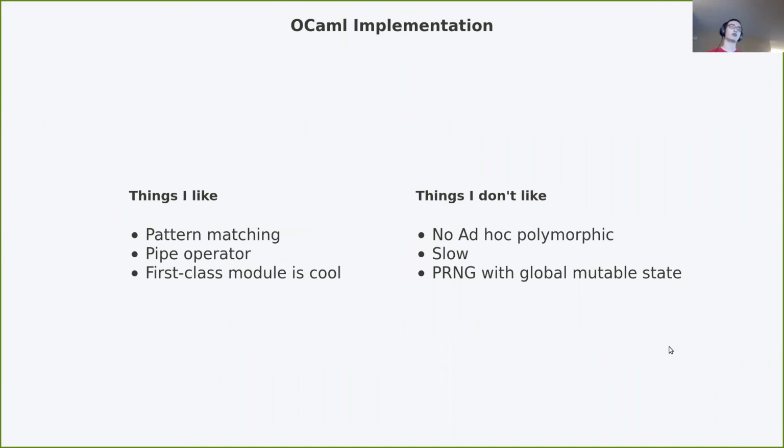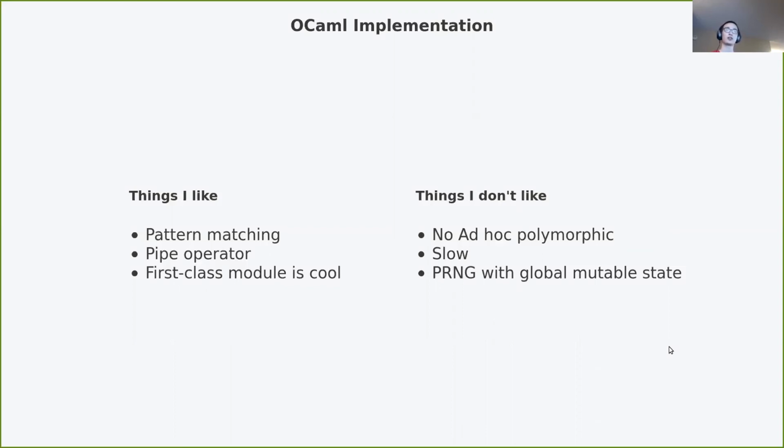For the OCaml implementation, the thing I like is pattern matching. The pipe operator that pipes one function to the next. This pipe operator especially works well with things like ranges, which C++ provides a pipe operator for, but it only works for ranges basically. And first-class modules are cool, even though the syntax is heavy.